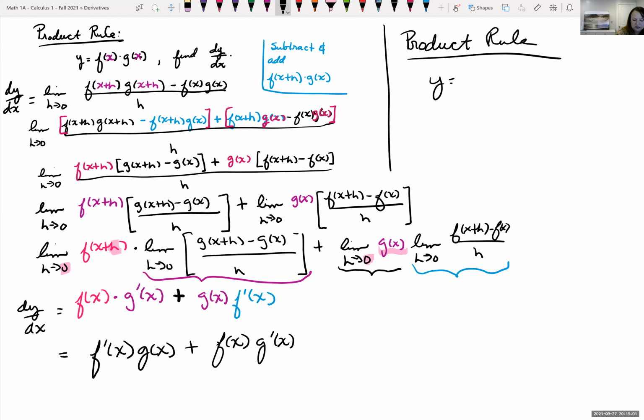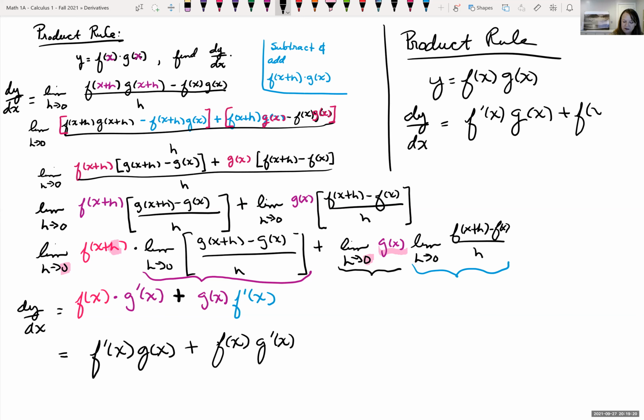So y equals a product of two functions, f of x times g of x. The derivative of y is equal to the derivative of the first function, f prime of x, times the second function, g of x, plus the first function, f of x, times the derivative of the second function, g prime of x.